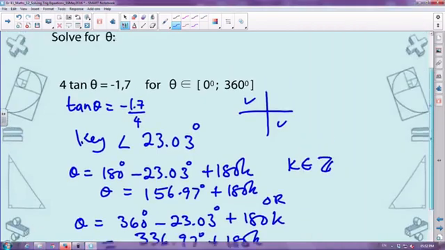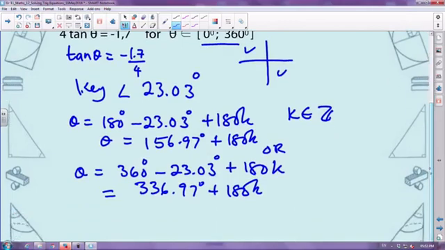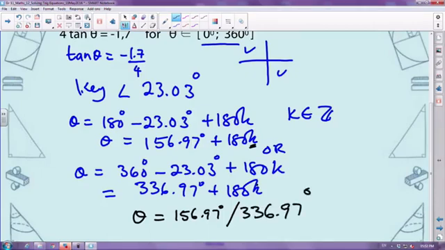Now, guys, you are told that your theta is from 0 to 360. Now, let's check how we get to our solutions. If you look, I'm just going to write in a different pen. Theta will be, if you sub in a 0 here, you get 156.97. Or if you put a 1, you'll get 336.97. If you put a 2, that's even more than that. And then now if you sub in a 0 here, you get 336.97. And then guys, you can check if you've got any other solutions as well.